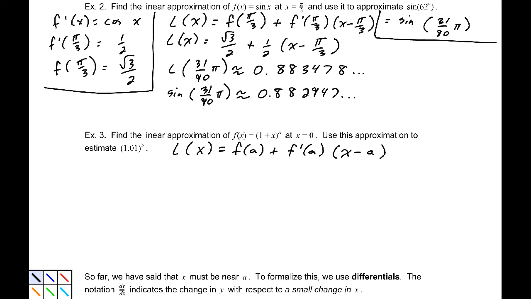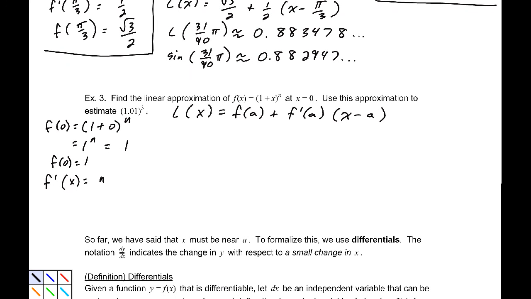Now at the point 0, f of 0 is 1 plus 0 to the n, which is 1 to the n, which is just 1. So f of 0 is 1. Now for f prime of 0, let's find f prime of x first. By our power rule, that would be n times 1 plus x to the n minus 1. Evaluating that at 0, that is actually n, because we have 1 plus 0, so 1 to any power is 1, times n. And there is the information we need.